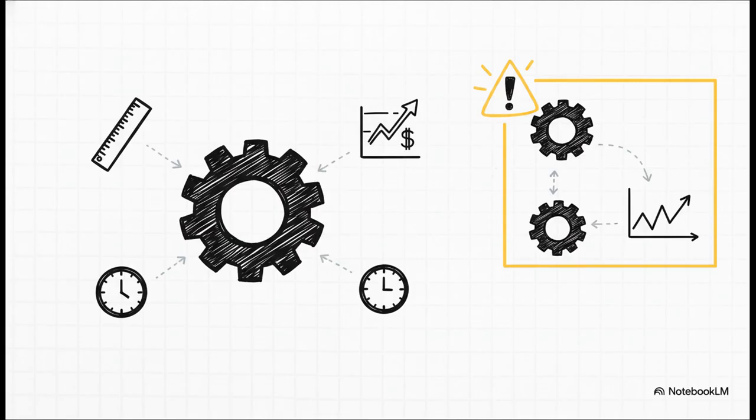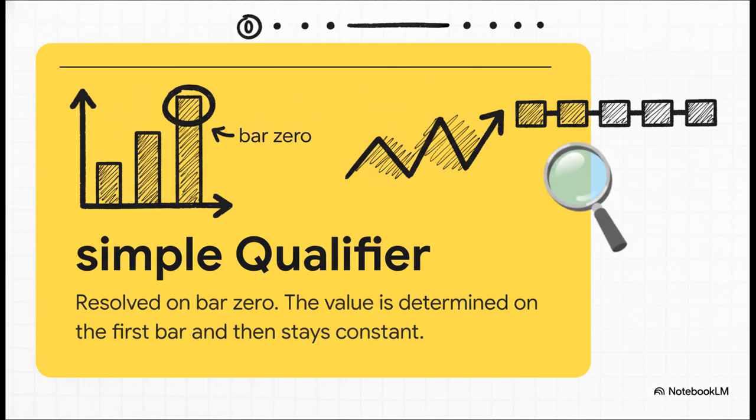Input.source does not give you an input value. It gives you a series. Why? Because the source itself, like the close price, is a value that changes on every single bar. Remember that one. Moving on, we get to simple.